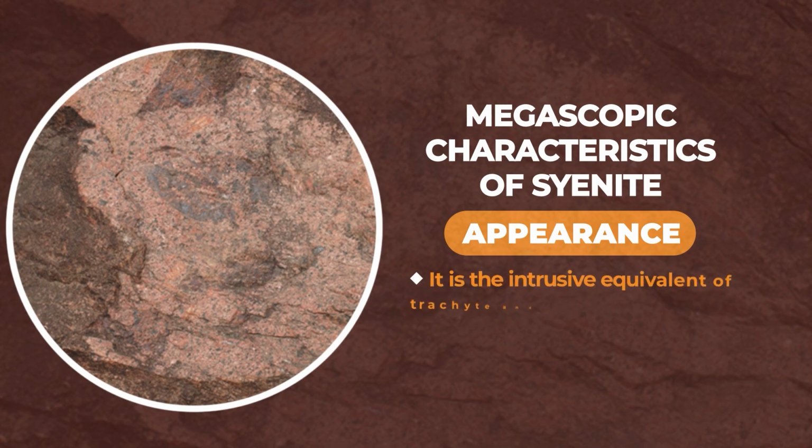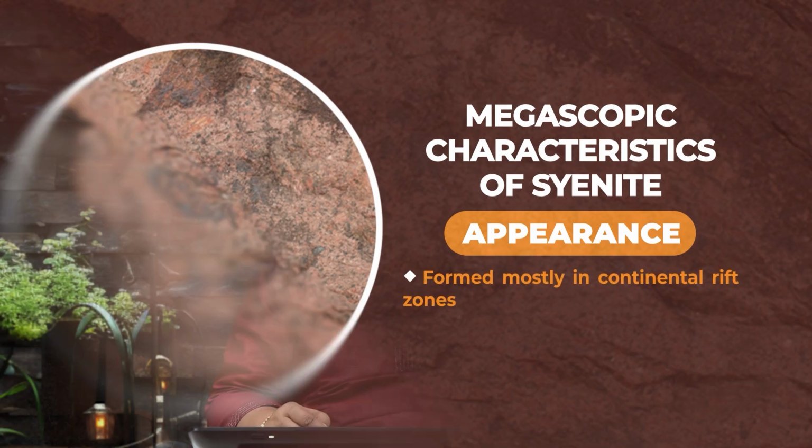The volcanic equivalents are trachyte and phonolites, and syenites form mostly in continental rift zones. This means that it is an extensional environment where these rocks will form, where there will be fractures created in the continental crust as a result of extensional regime, and these rocks are known to form in those kind of settings.